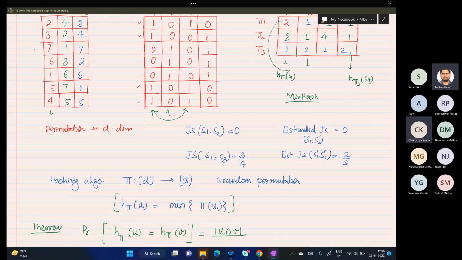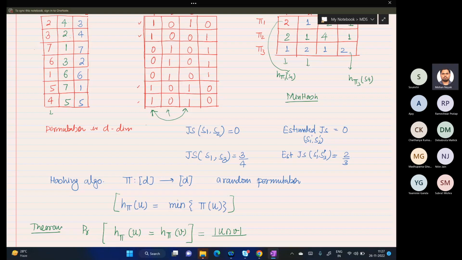NC size of intersection. Or union of U and V? Union of U and V. Right? Union of U and V captures all the possibilities.